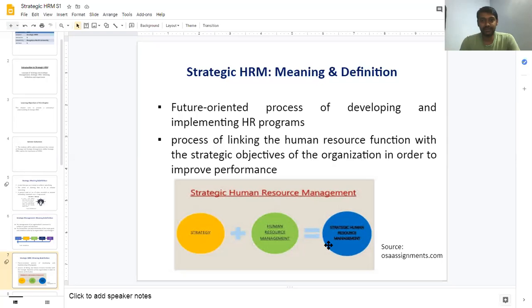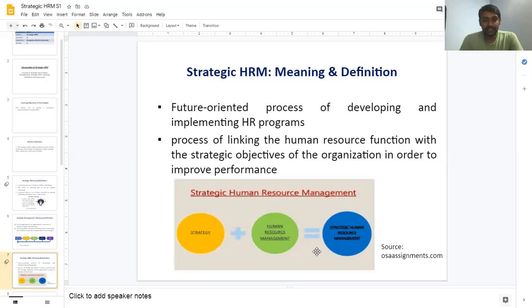See, there are two concepts here. One is the human resource function and the other is the strategic objectives of the organization. By linking the strategic objectives of the organization and the human resource function, we can achieve organizational objectives. So this is what is known as strategic HRM.